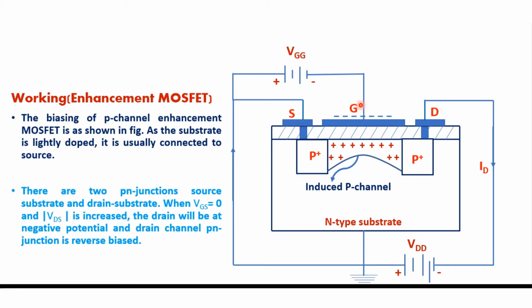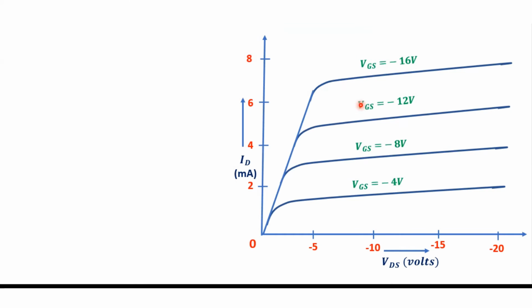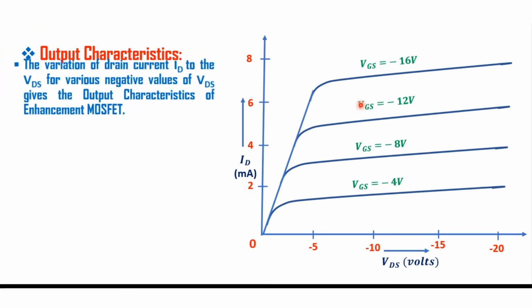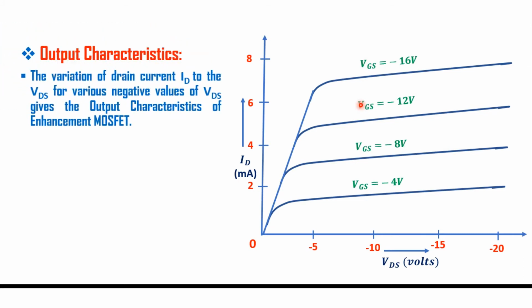Now let us move on to the output characteristics. What are the output characteristics? The variation of drain current ID with the drain to source voltage for various negative values of gate to source voltage gives the output characteristics of the enhancement MOSFET.